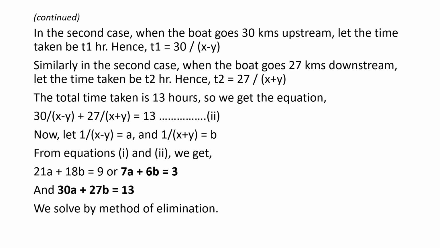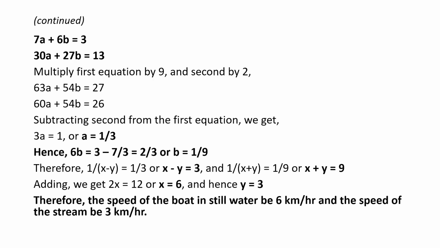Now we can use any method to solve this. We will be solving it by the method of elimination. Now we have obtained two equations, 7a plus 6b is equal to 3 and 30a plus 27b is equal to 13. Now for the method of elimination, we know we have to make the coefficient for one of the variables equal. Here we can make the coefficients for b equal by multiplying the first equation by 27 and second by 6, or for simplicity, since both are divisible by 3, instead of multiplying by 27 we multiply by 9, and instead of multiplying by 6 we multiply by 2. So multiply the first equation by 9 and the second equation by 2.